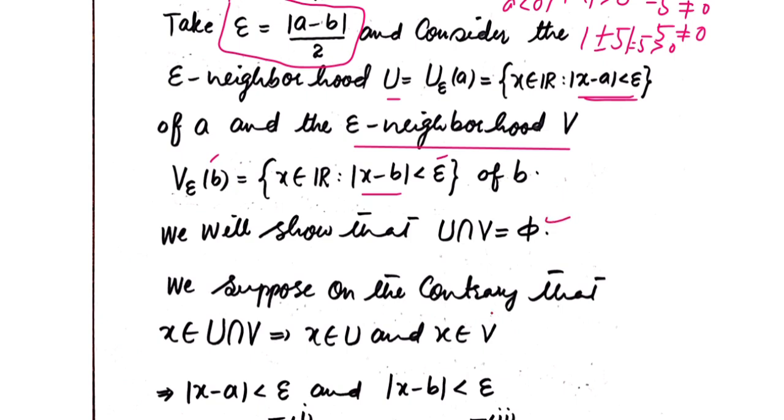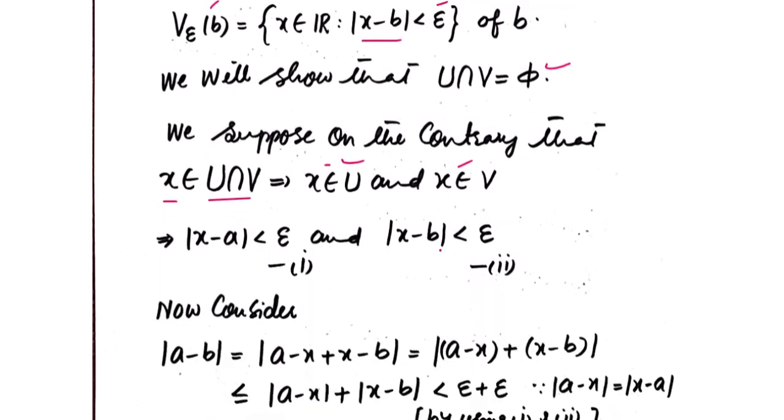We suppose on the contrary that there is a real number x that belongs to their intersection. So if x belongs to their intersection, it means x belongs to U and x belongs to V. This is the common point of both sets. When you say x belongs to U, it will satisfy this inequality because U is the epsilon neighborhood of a. So that's why absolute value of x minus a is less than epsilon. Similarly, when you say x belongs to V, absolute value of x minus b is less than epsilon. So these are inequalities number 1 and 2.